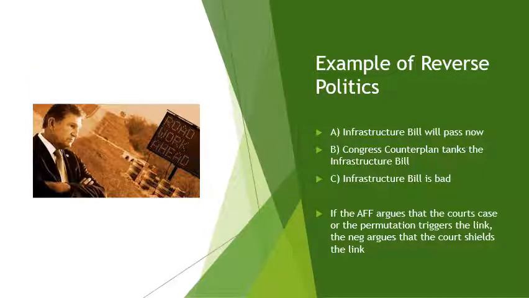So an example of reverse politics, you could say the infrastructure bill will pass now, and the Congress counterplan would tank the infrastructure bill. Biden would lose his political capital because he would pass the plan through Congress. Congress would backlash against Biden and tank the infrastructure bill. And then you'd say the infrastructure bill is bad. If the affirmative argues that the court's case of their affirmative or the permutation triggers the link, the neg argues that the courts shield the link, and therefore only the counterplan hurts Biden and stops the bad infrastructure bill from passing.